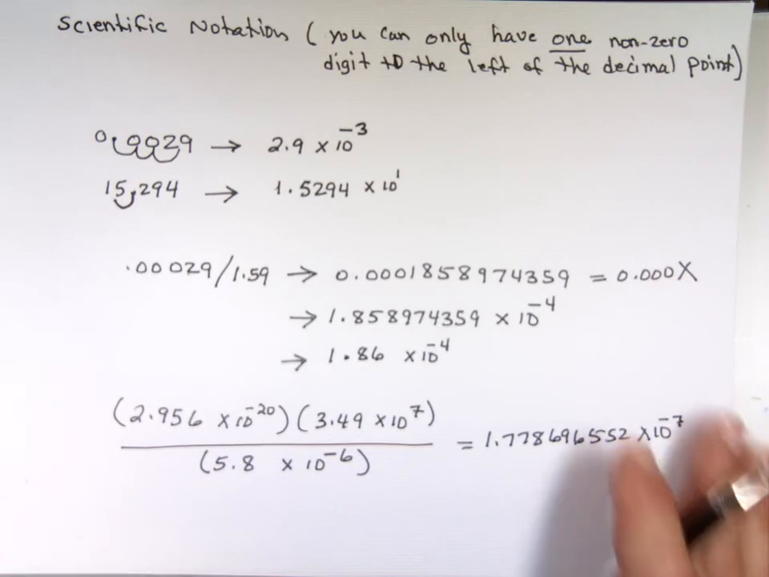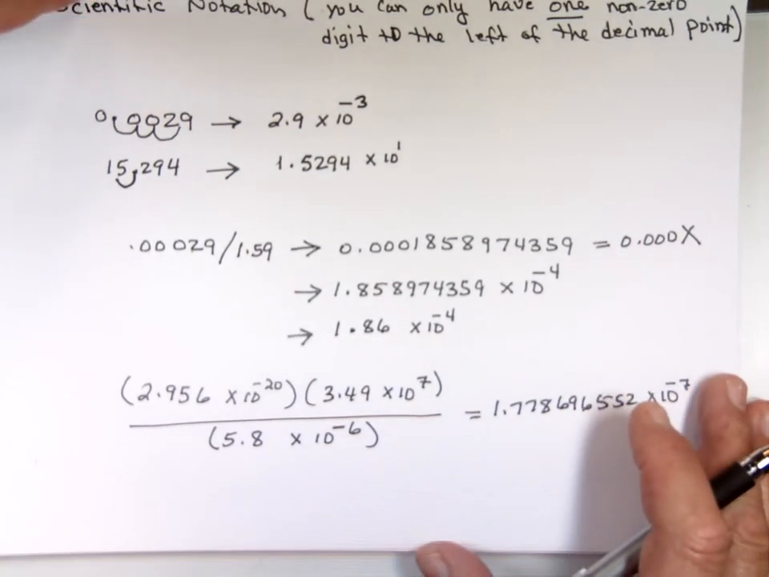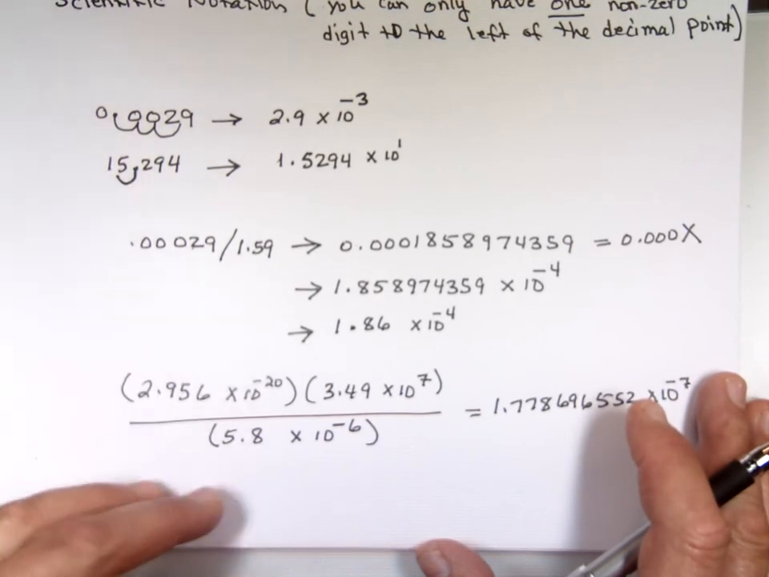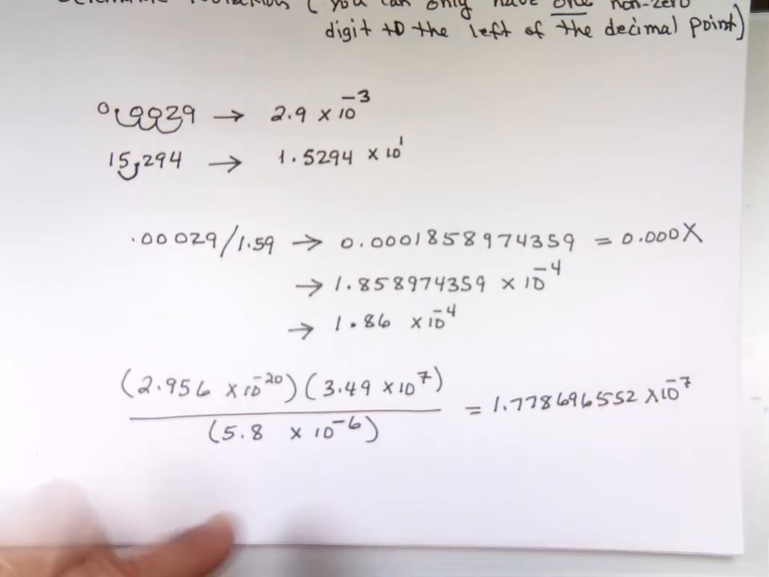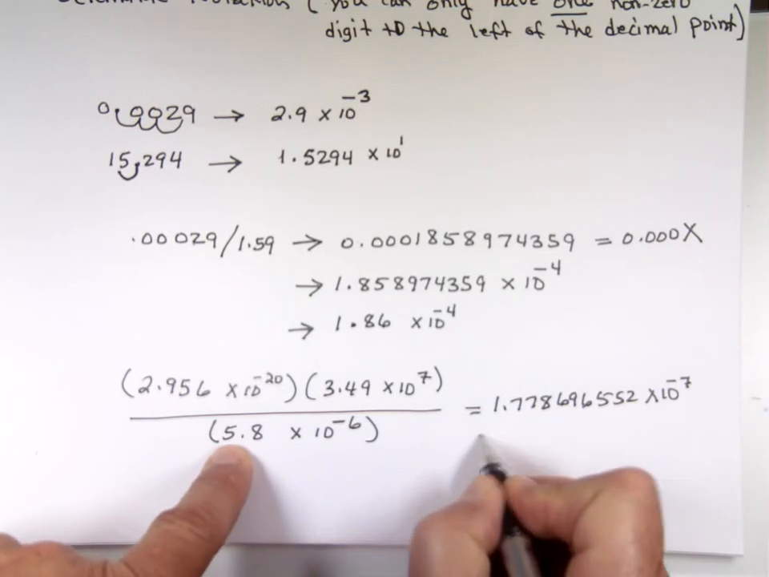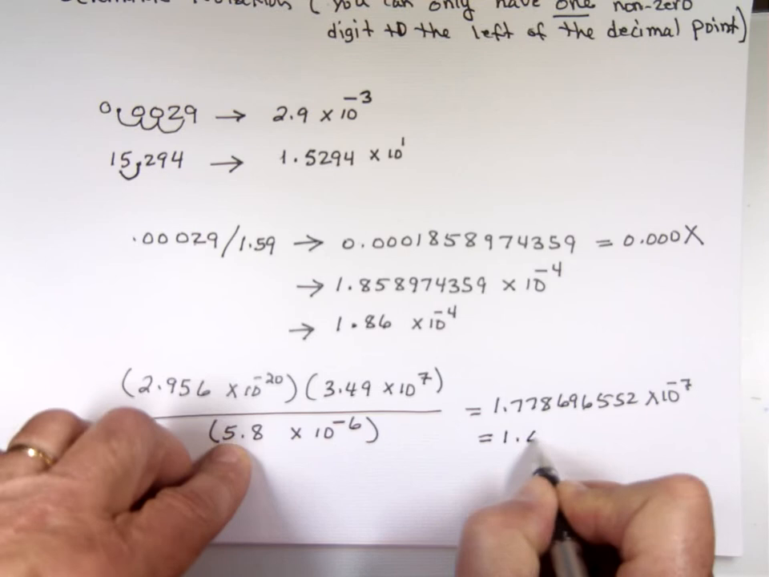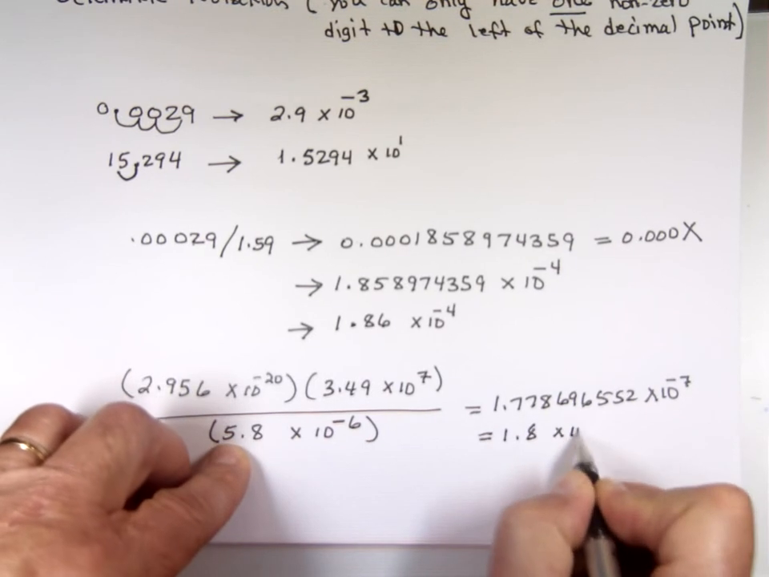Significant digits says, when you have multiplication and division, the number of significant digits in the least accurate number. My least accurate number is the bottom number. How many significant digits in it? 2. 1.8 times 10 to the -7.